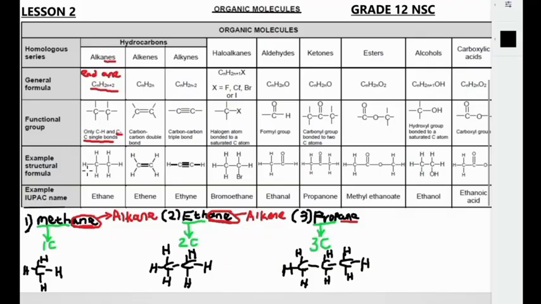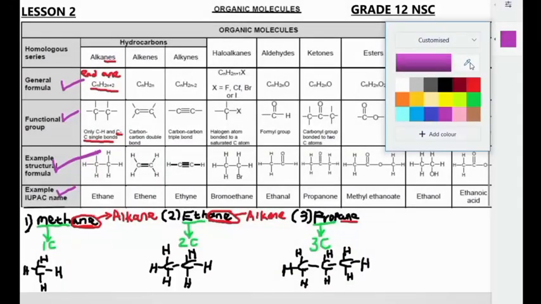So here we are looking at the structural formula. We've also looked at the functional group, the carbon single bonds, and then the general formula for the alkanes, and then the prefix and the suffix, and the IUPAC name. So these are the IUPAC names: methane, ethane, and propane. From methane, ethane, propane, butane, up until octane.